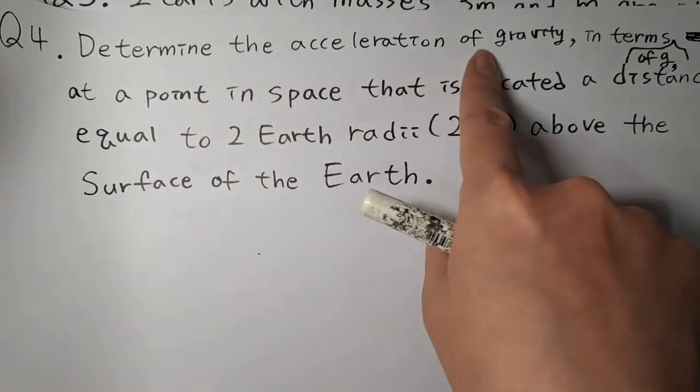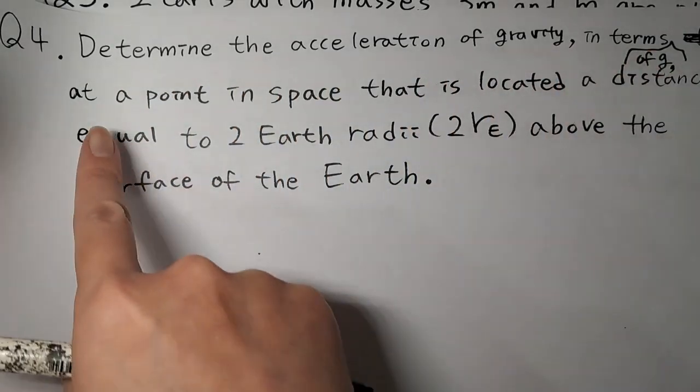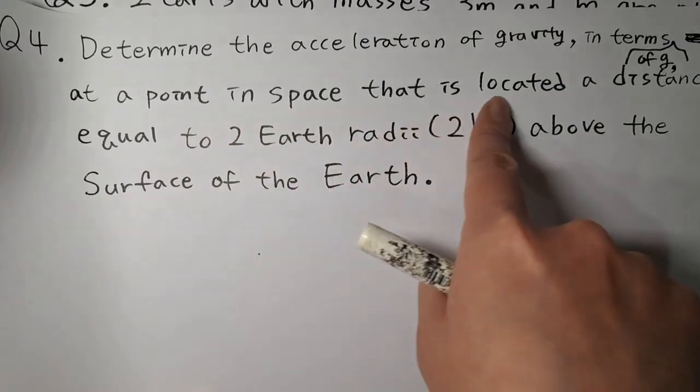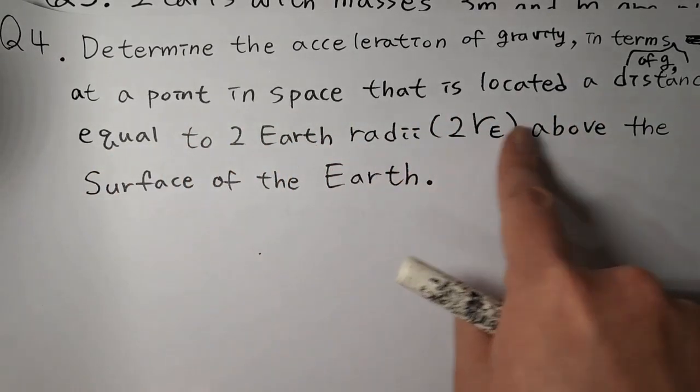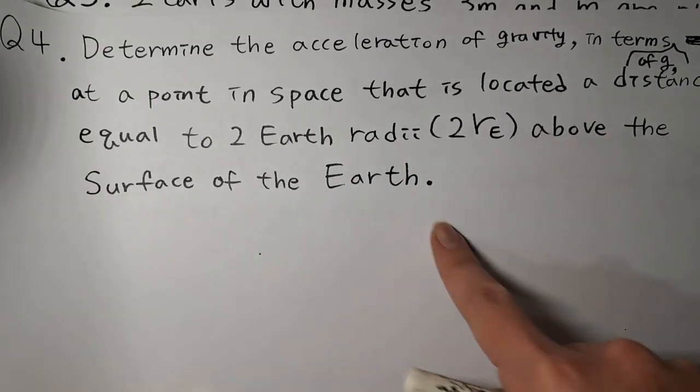Determine the acceleration of gravity in terms of g at a point in space that is located at a distance equal to 2 Earth radii above the surface of the Earth.